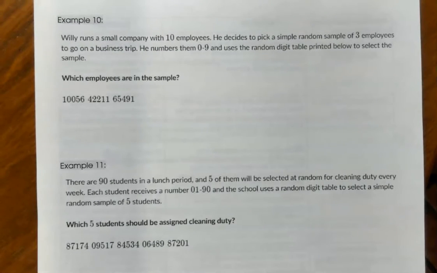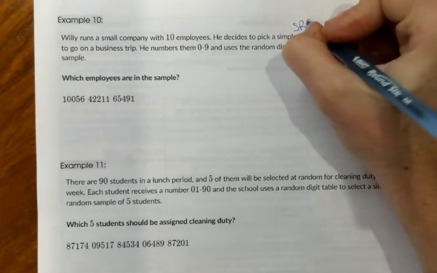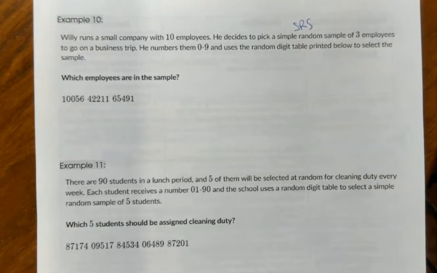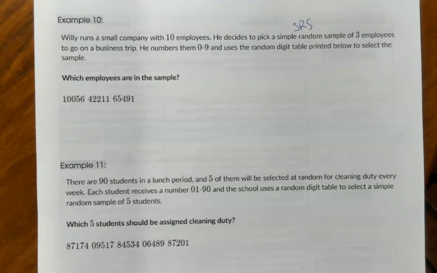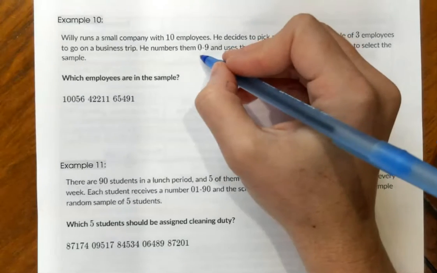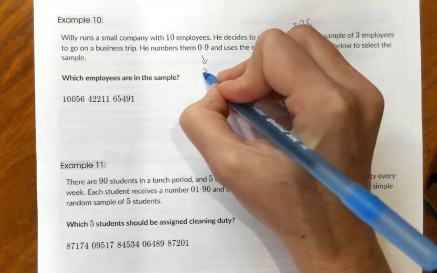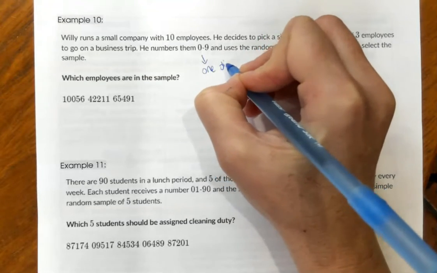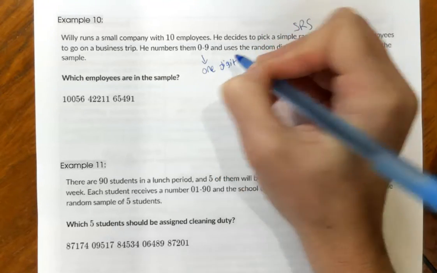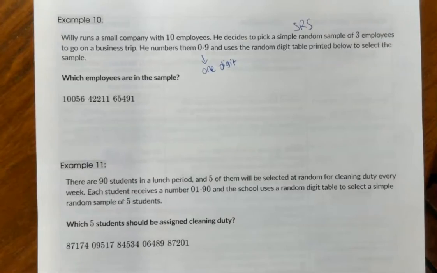Willie runs a small company with 10 employees. He decides to pick a simple random sample of 3 employees. So remember, a simple random sample, or SRS, is where every employee has an equal chance of being selected. A simple random sample of 3 employees to go on a business trip. He numbers them 0 to 9, and he uses a random digit table printed below to select the sample. All right, so his population is 0 to 9, and it looks like we just need 1 digit, right? So which employees are in the sample?